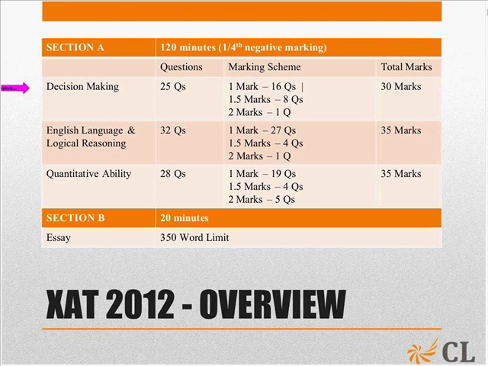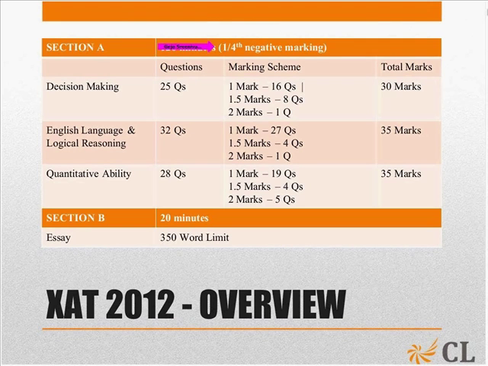So 25 questions in decision making, 32 questions here, and 28 questions. What other thing that is there are these differential marking schemes. So you had a 1 mark question, a 1.5 mark question, and 2 mark questions. If you add up everything, 30, 35, and 35, it totals to 100. And 120 minutes were given, and there was 1/4 negative marking. So that's broadly the structure or the pattern of the paper.